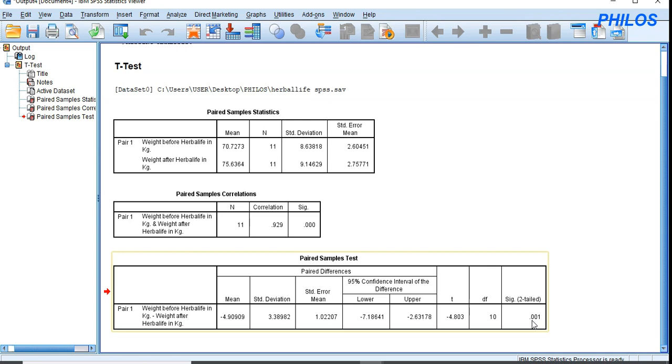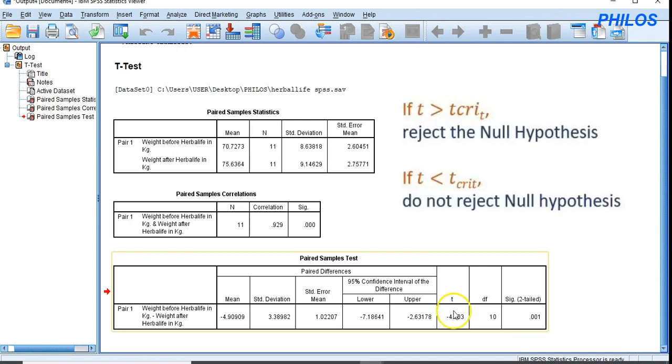Okay. Now let's look at the second method. The second method is using the critical value method. Now to use the critical value method, the rule is that if the test statistic, the one we have here, is greater than the critical value, we reject the null hypothesis. But if the test statistic is less than the critical value of t, we do not reject the null hypothesis.